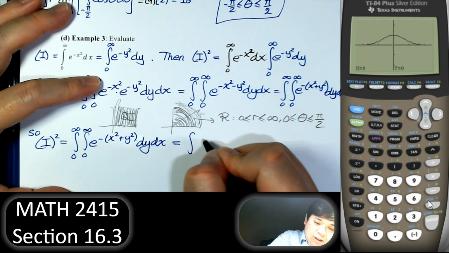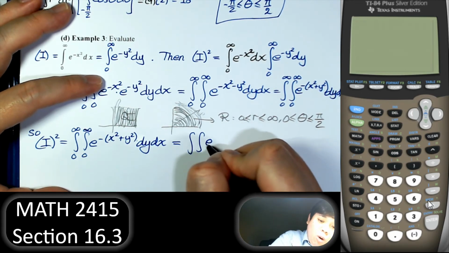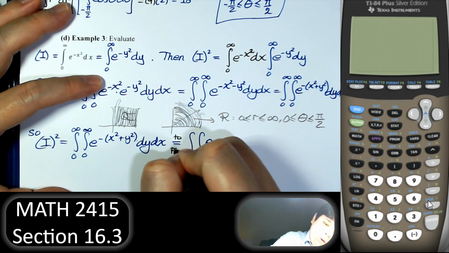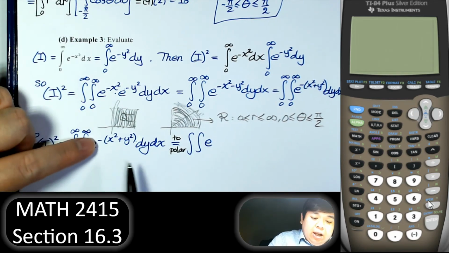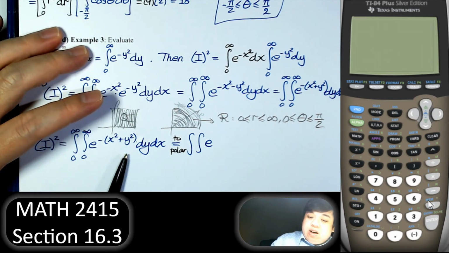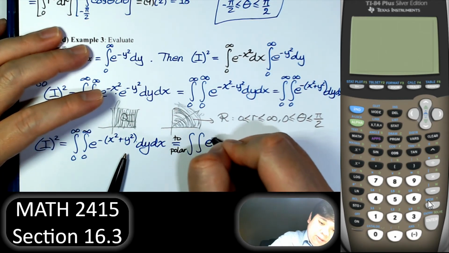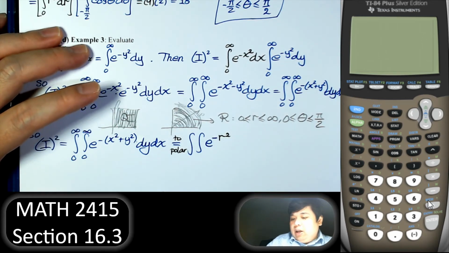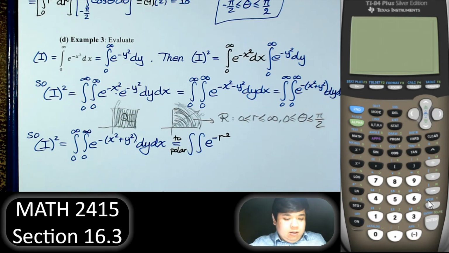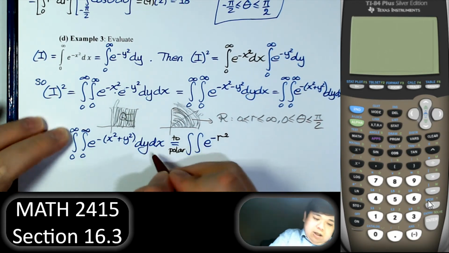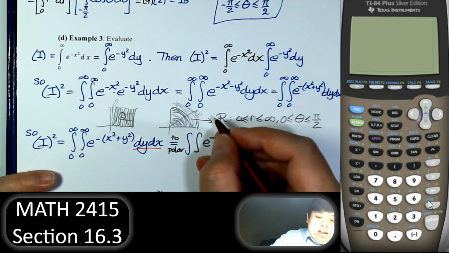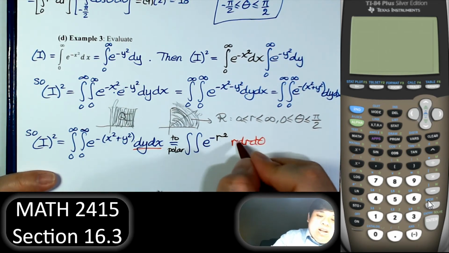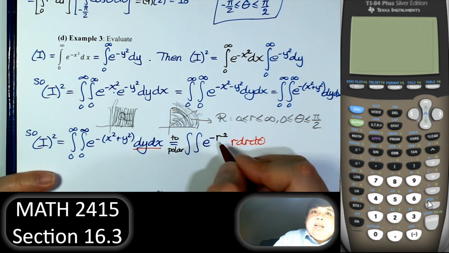Now first, I'm going to write this in polar coordinates. Negative x squared plus y squared definitely is r squared. And as always, dy dx, or dA, is r dr d theta. Now with this r, the substitution is conveniently done.